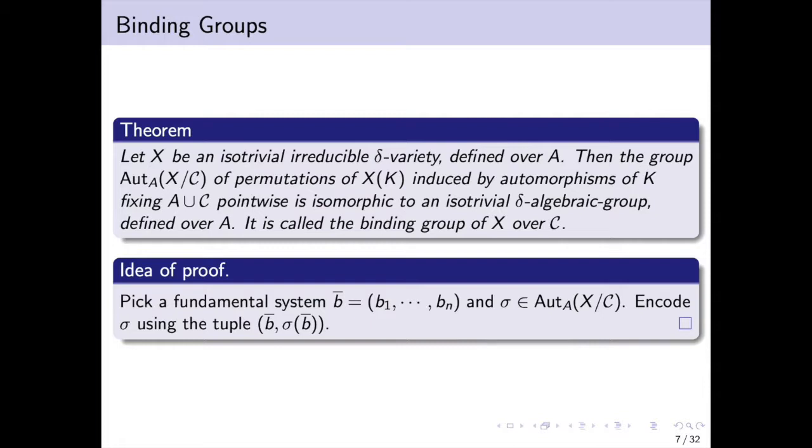Sort of a mouthful. But the point is this is isomorphic to a delta algebraic group that is itself isotrivial and is defined over A. And we call that the binding group. So this is just the Galois group for Picard-Vessiot extensions. It's the same idea, just a bit more general, right? And that's where the fundamental systems become important. To prove this, we encode an element of this group by the way it moves this tuple, and we show that we can do that in big K using differential equations.